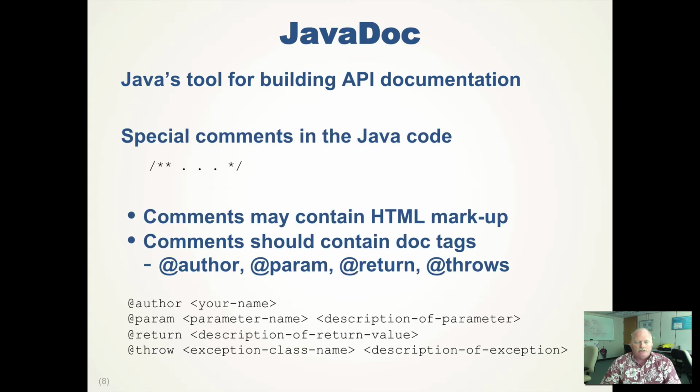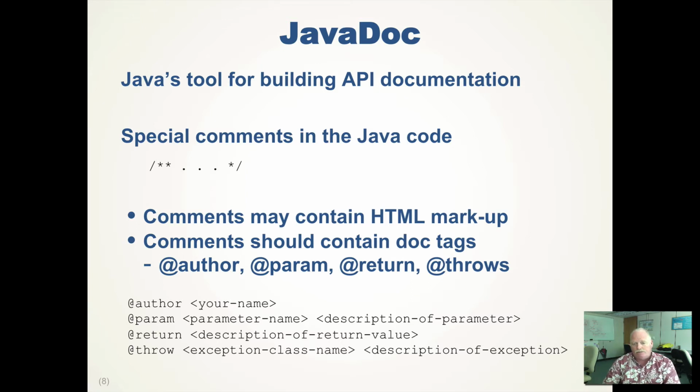So we've constructed all these packages and all these classes, and we want to describe the API for our program. Well, Java has a tool for building API documentation. It's called JavaDoc. In the code, you put in these special comments, which begin with /** and end with */. The JavaDoc tool will parse your code looking for these comments and produce HTML pages describing your classes and all the subroutines in that class.